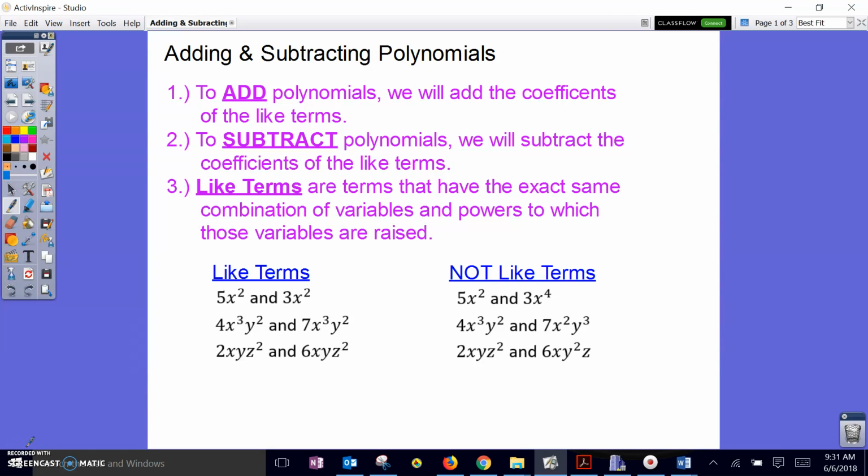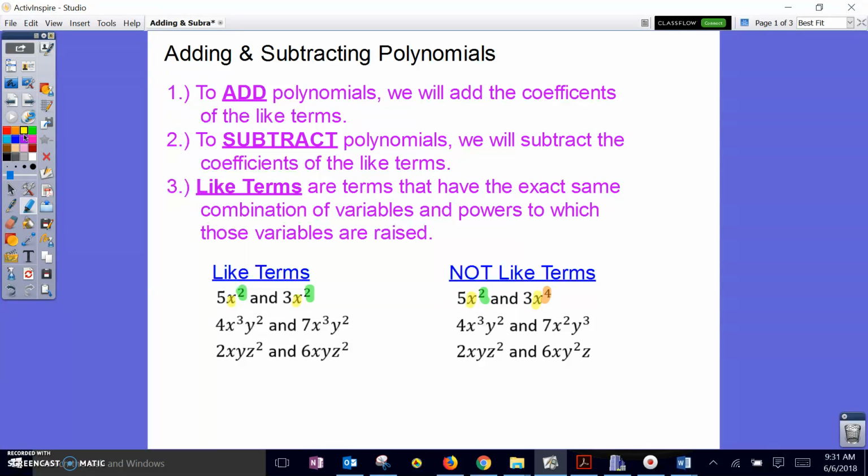The first pair, 5x squared and 3x squared, under the like term column, have the same variable, x and x, and that variable is raised to the same power. So those are like terms. If you go over to the right-hand column, the not like terms, these are not like terms because while they have the same variable, the powers that variable is raised to are different. One of them is raised to the second, one of them is raised to the fourth.